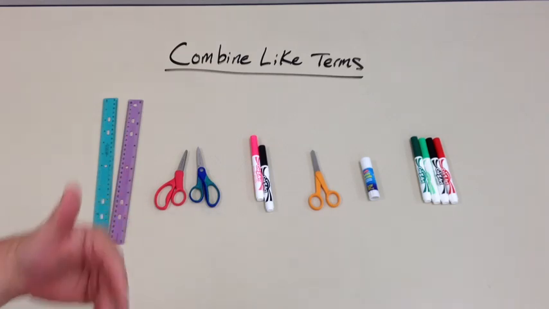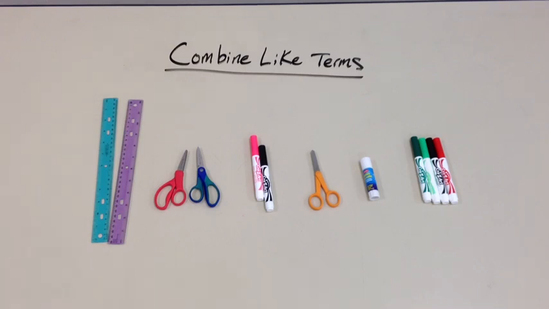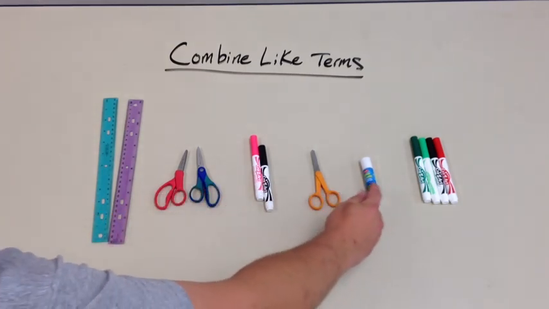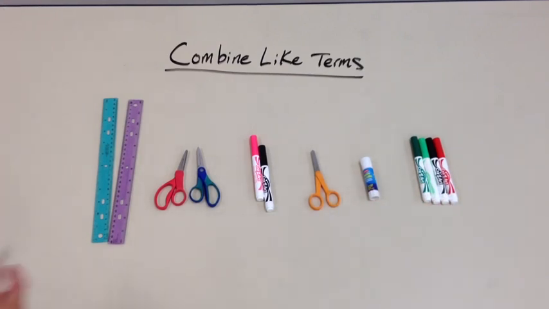But if I say to you, okay, how many scissors do I have here? Hopefully you don't say 1, 2, 3, 4, 5, 6, 7, 8, 9, 10, 11, 12, because it's not true. I only have 3. What we're doing is using these pictures and we're going to take the things that are the same and add them up and figure out how many of each we have. You can clearly see right now I have 3 scissors, 6 markers, 1 glue stick, and 2 rulers.